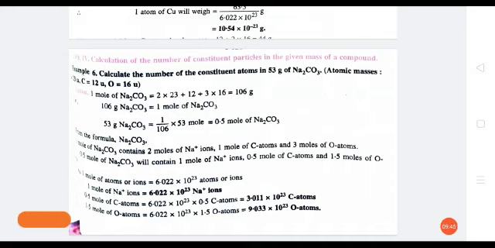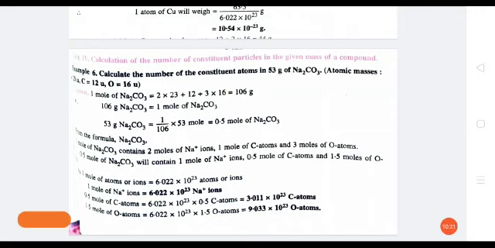Okay, and 1 mole of atoms is equal to Avogadro number 6.022 into 10 to the power 23. So 1 mole of Na plus ions is equal to 6.022 into 10 to the power 23 Na plus ions. Okay, and what about 0.5 mole of C atoms? 6.022 into 10 to the power 23 into 0.5. Okay, on multiplying we will get the required result, that is 3.011 into 10 to the power 23 C atoms.